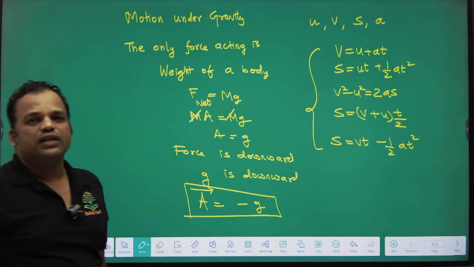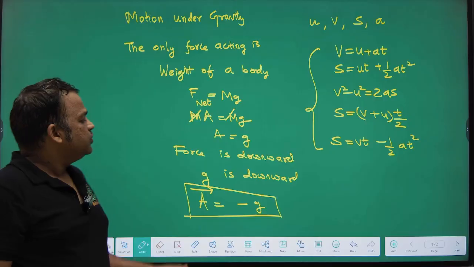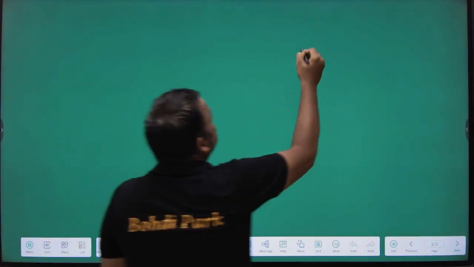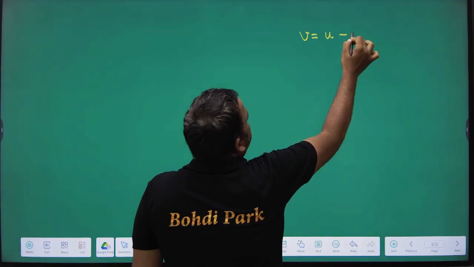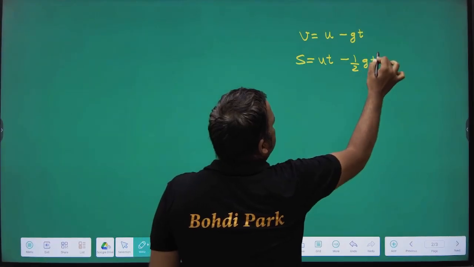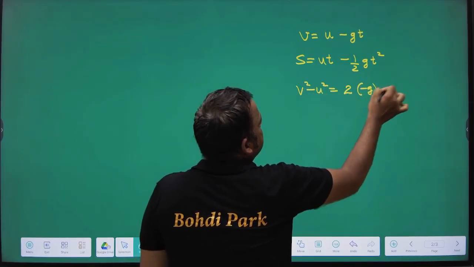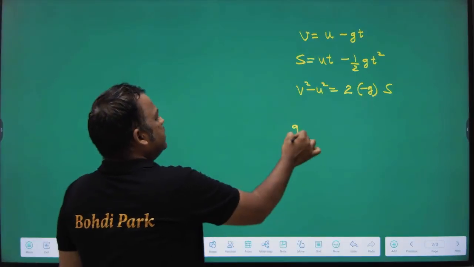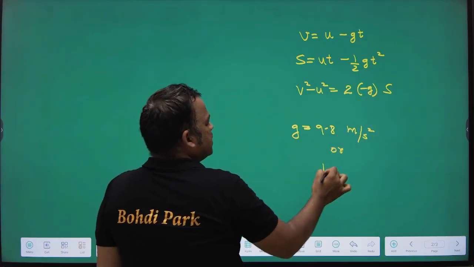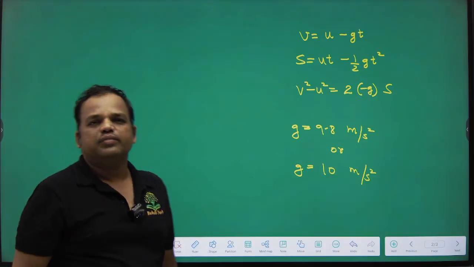These quantities are vector quantities, so plus and minus we have to take care of. Upward is positive, downward is negative. So we have acceleration also negative. So these equations of motion will become v = u minus gt, s = ut minus half gt square, and v square minus u square = 2 into minus g into s. And the g value is 9.8 meter per second square. Sometimes we take it as 10 meter per second square.